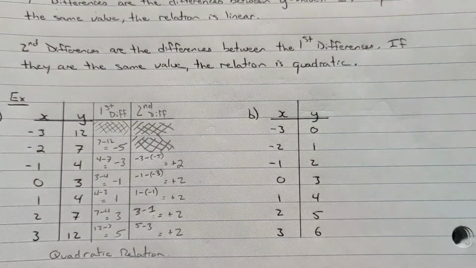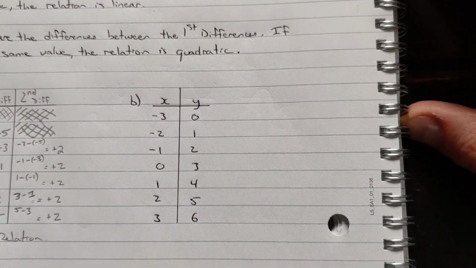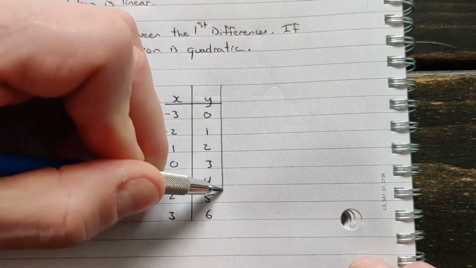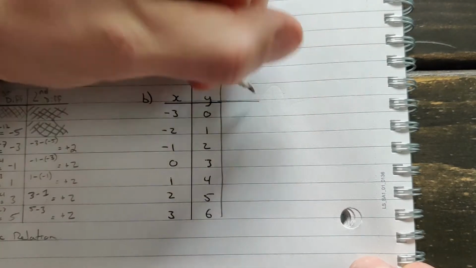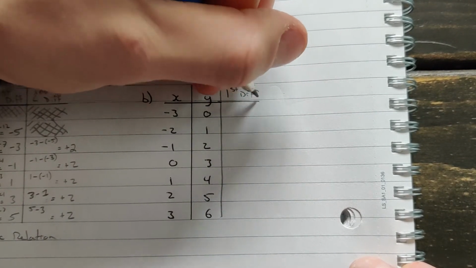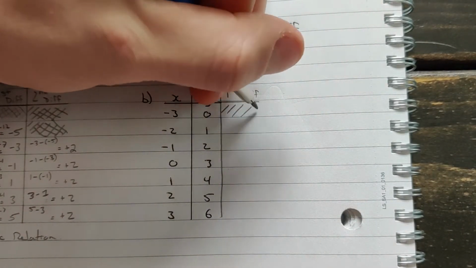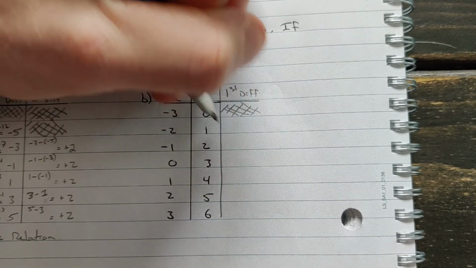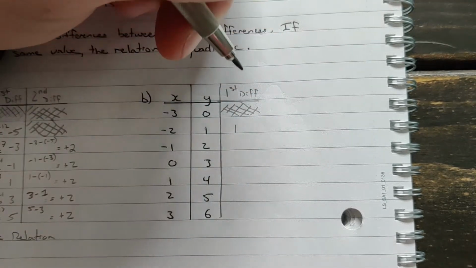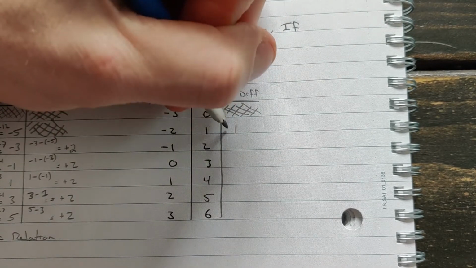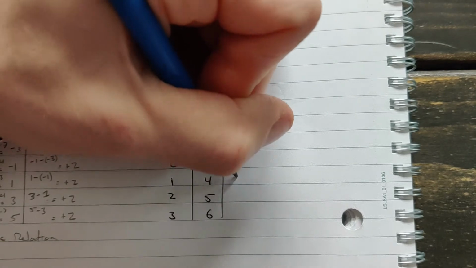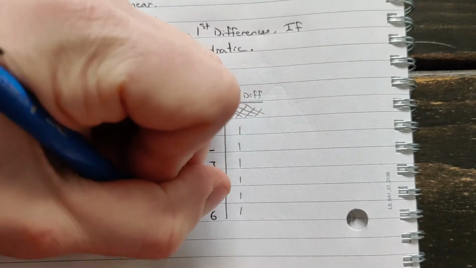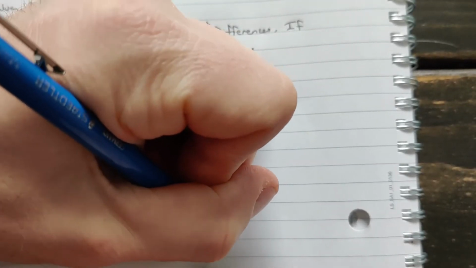Now, if we switch over to the second example here, and take a look. Some of you might already be able to see it right away. But if we take our first differences, again, blocking out our first spot, 1 minus 0, the difference between that is 1. And then 1 minus 2, the difference between that is 1. 1, 1, 1, 1. We got a difference of 1 all the way down. This is a linear relation.